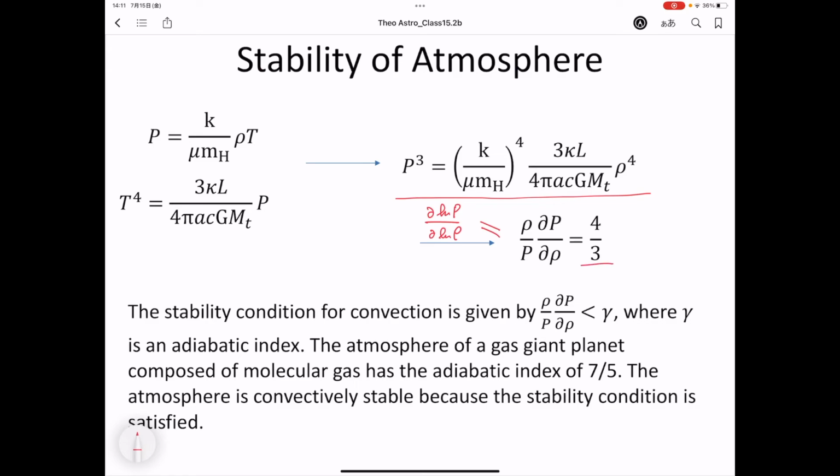The stability condition for convection is given by this equation: ∂log P over ∂log rho is less than gamma. Gamma is the adiabatic index. The atmosphere of a gas giant planet composed of molecular gas has an adiabatic index of 7 over 5. This is the adiabatic index for a diatomic gas such as hydrogen molecules. 4 over 3 is less than 7 over 5. So this means the atmosphere we study is convectively stable because the stability condition is satisfied. We considered the radiative transfer equation to obtain the temperature distribution and density distribution of the atmosphere, and we could confirm that our analysis is correct. This is the end of this session.